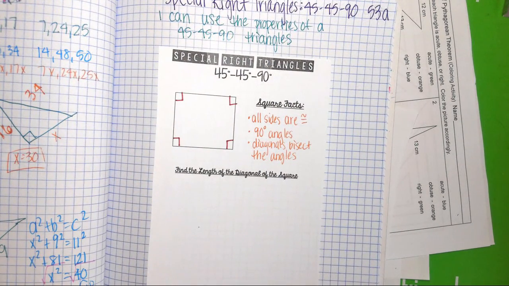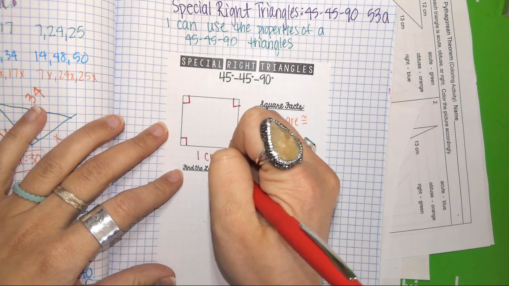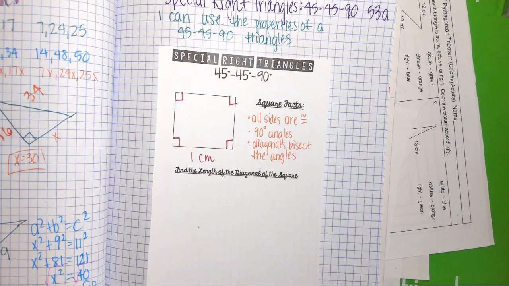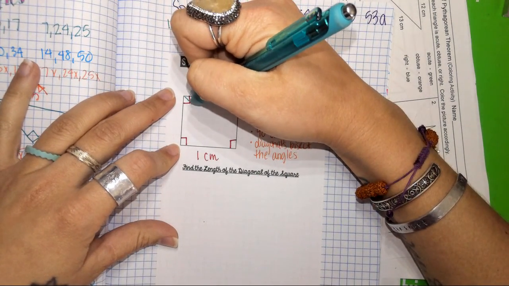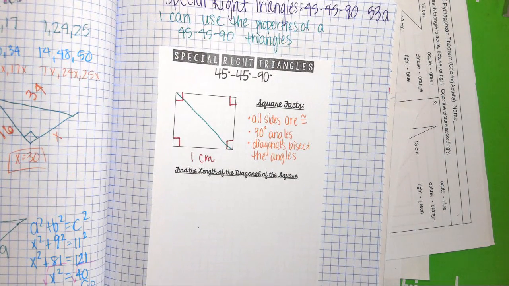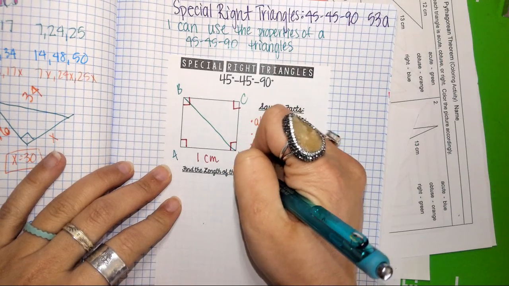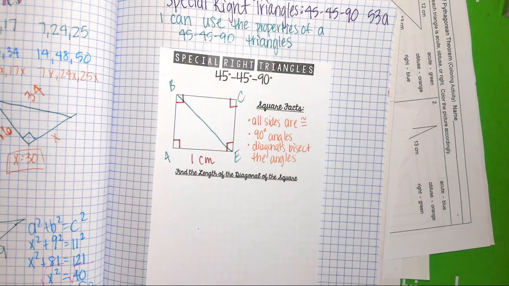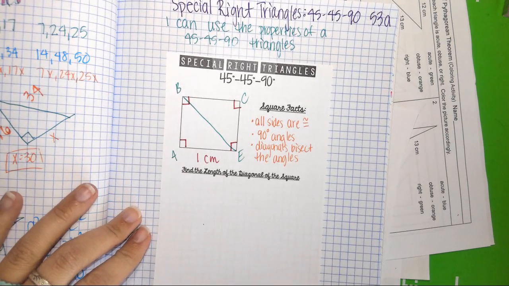And now what we're going to do is we're going to say that the side length of the square is 1. We're going to call it 1 centimeter. And I want you to draw a diagonal. Just one. Like these. And we're going to call this A, B, C, E. Just to mess with your brains.